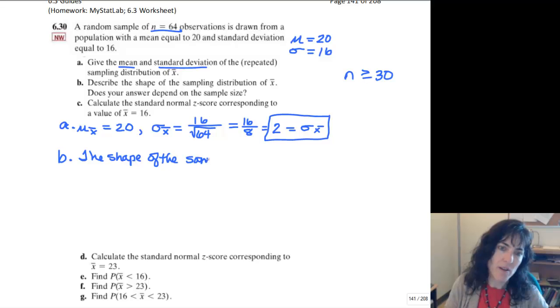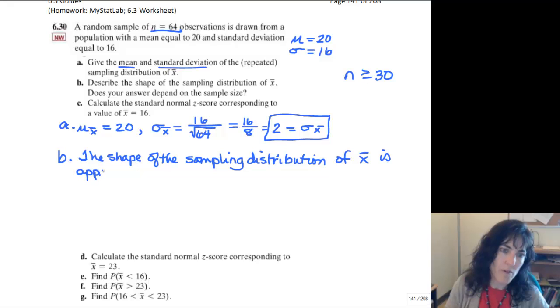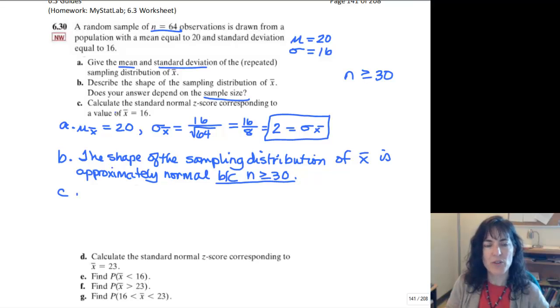of the sampling distribution of x bar is approximately normal because n is greater than or equal to 30. Okay, part C. Does your answer depend on the sample size? Yes, and that's our answer right there, because the sample size is greater than or equal to 30.